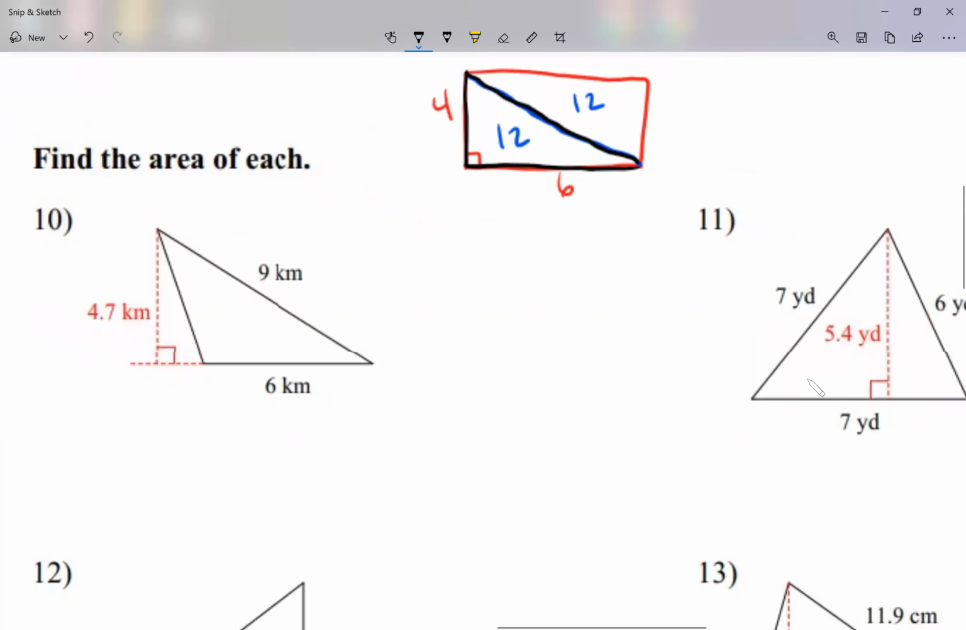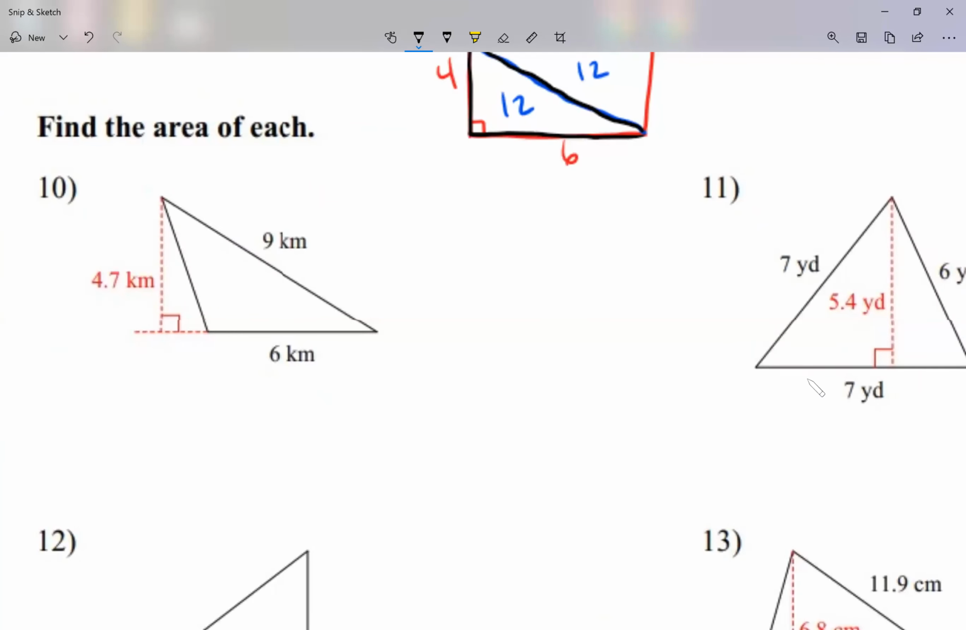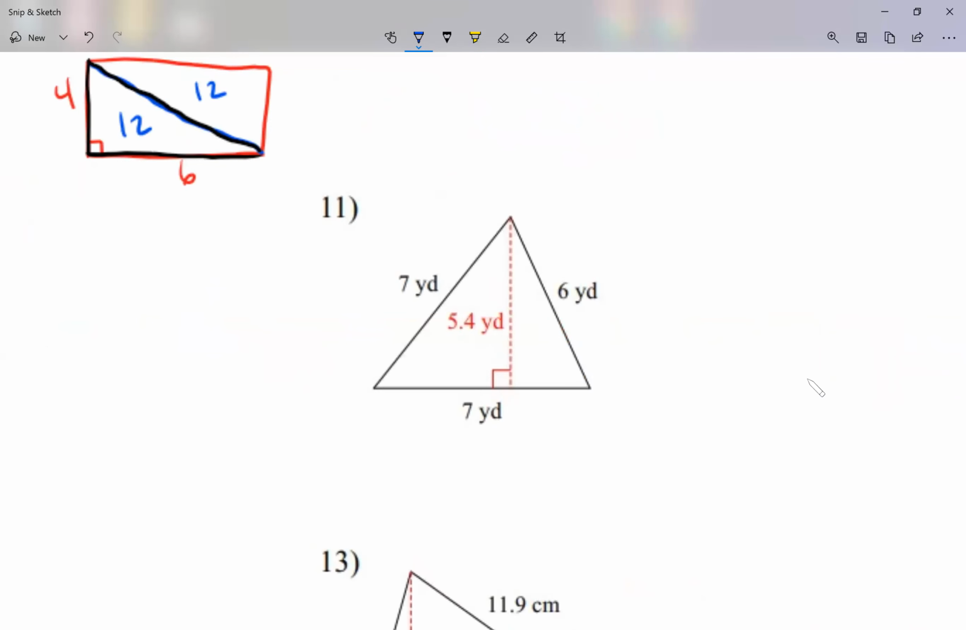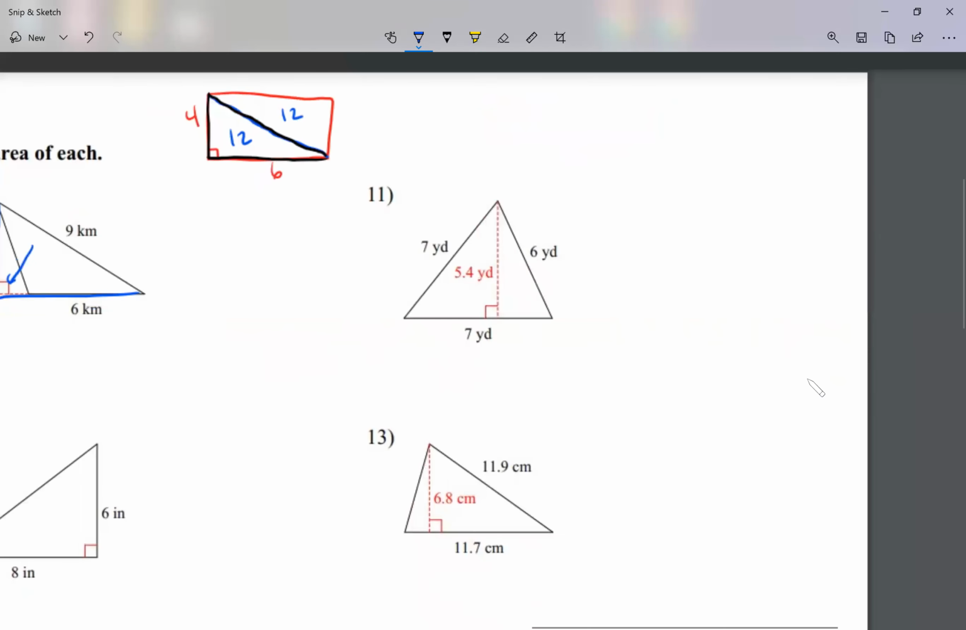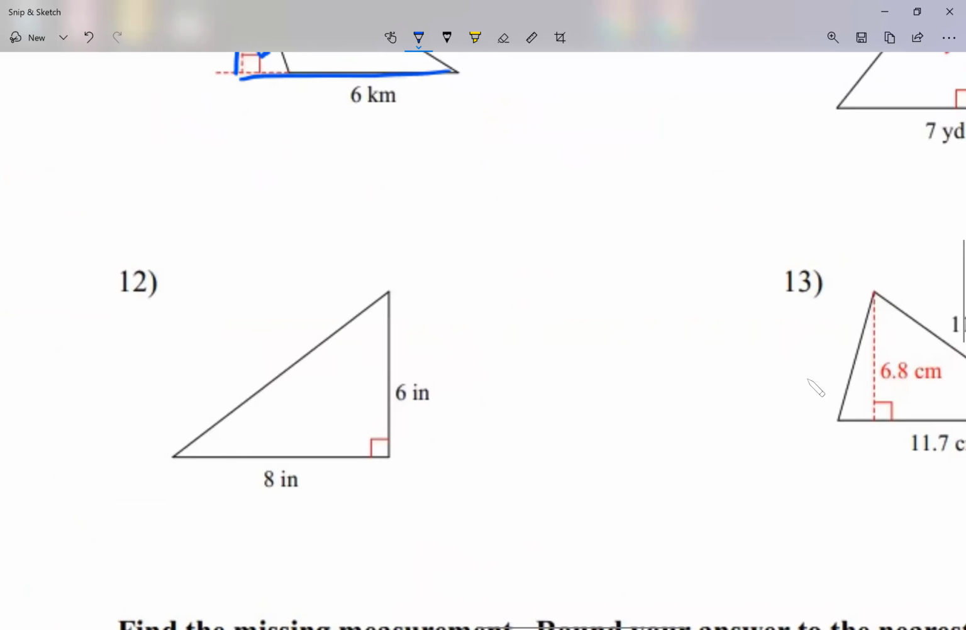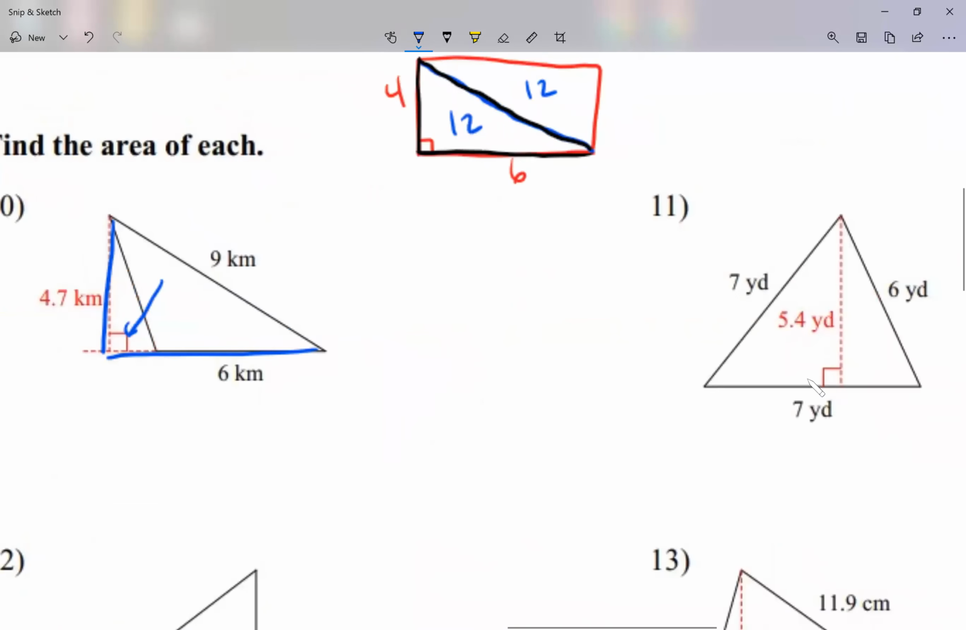Now here, find the area of each. So it's a triangle. I'm going to look for the 90-degree corner. Right here, it's made by 4.7 and 6. Sometimes my 90-degree corner might be outside of my triangle, like we see in number 10. Sometimes it could be inside of the triangle, like number 11, or it could be at a corner, like number 12. Here it's outside of the triangle, so I'm going to multiply those two numbers.